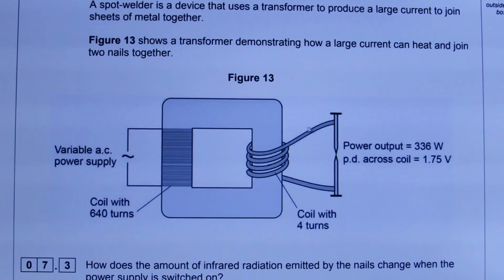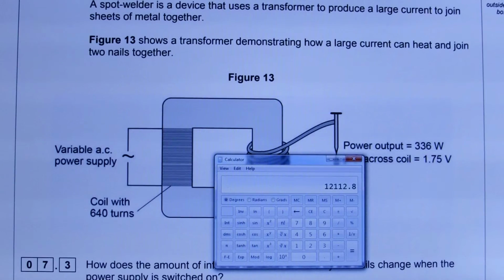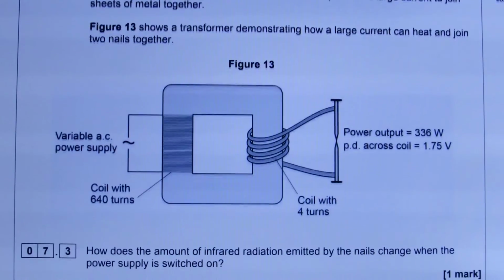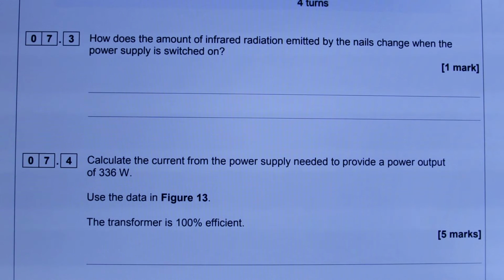We know this is 1.75 volts across here. And 336 watts. We know that this thing has 160 times as many coils as this. So it's going to be 160 times 1.75, 280 volts. Interesting. What are we supposed to be calculating? The power supply needed.